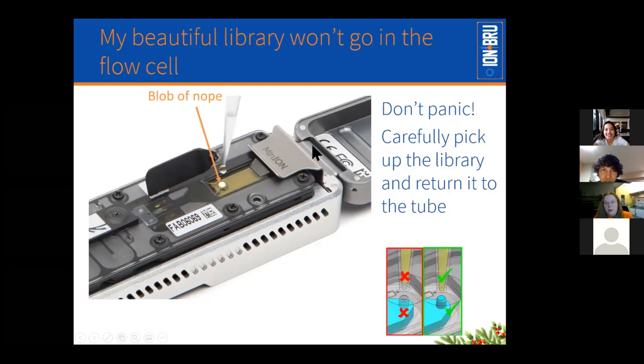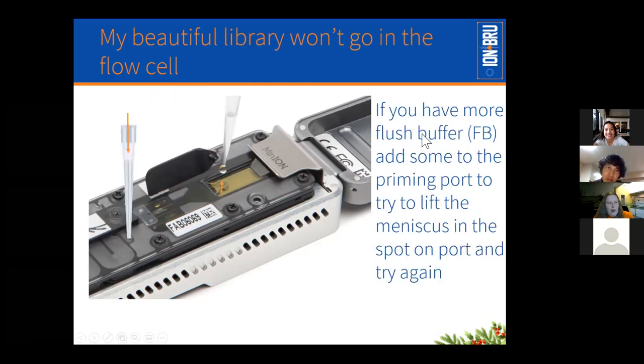If you try and load your library and it doesn't go into the flow cell, there's a few things you can do. This is quite rare, but it does happen. Pick up the library, put it back in the tube. If you have more flush buffer, you want to add it and try and get that meniscus up, because that's probably the problem. And then try again. You will usually have a little bit left. You'll usually have about 200 microliters left in the tube.